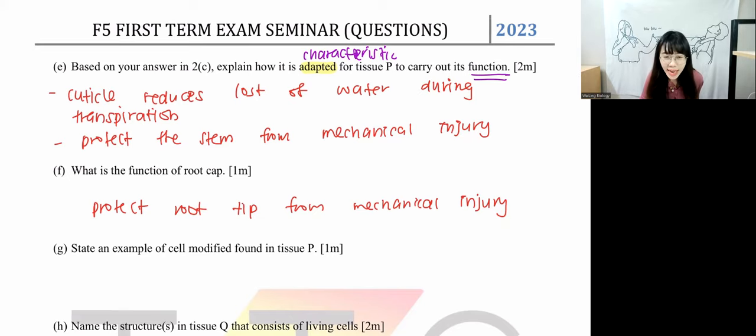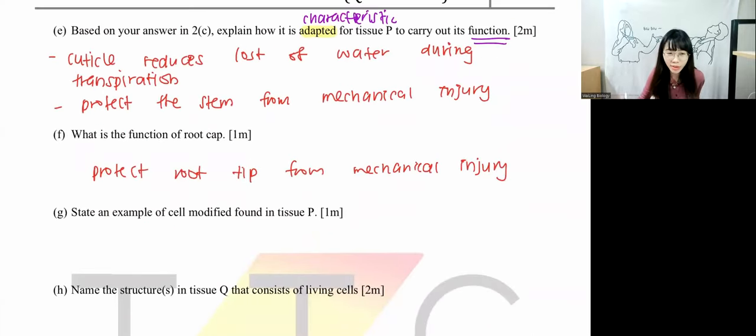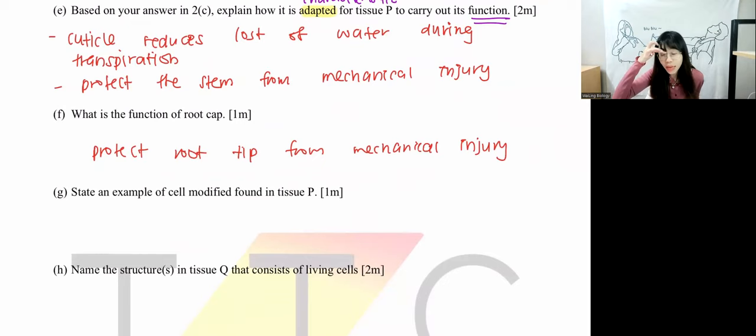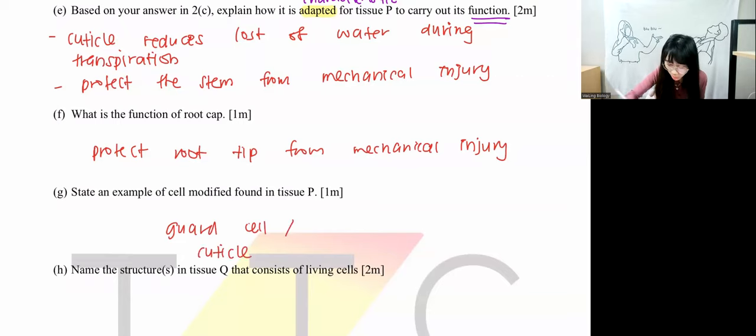State an example of the cell modified found in tissue P. Tissue P is epidermal cell. So what is the example that can be found in epidermal cell? In epidermal cell, we have cuticle, we have guard cell, we have root hair cell. But if you base on this question, which is a stem, then you can write cuticle. But if it's not stem, we can write guard cell also. You can write guard cell, you can write cuticle, you can write root hair cell also. But this is stem, so usually we write cuticle. If you want to write guard cell or root hair cell, it's also correct, if it's not based on stem.